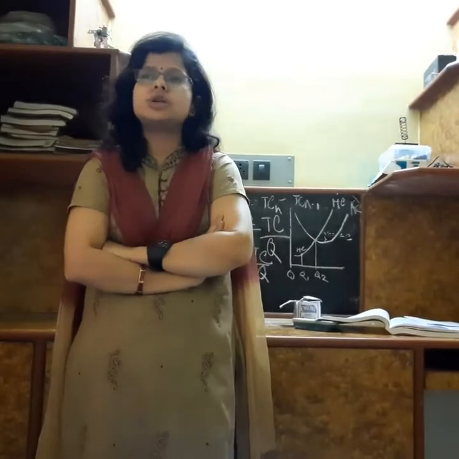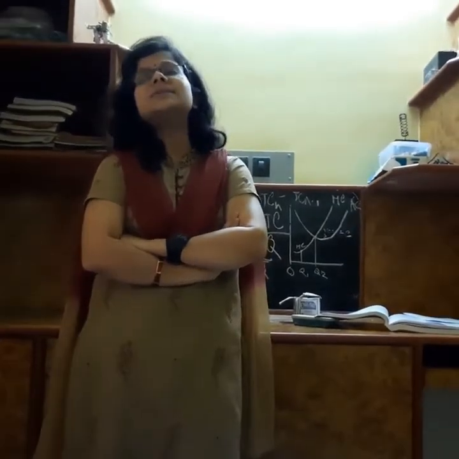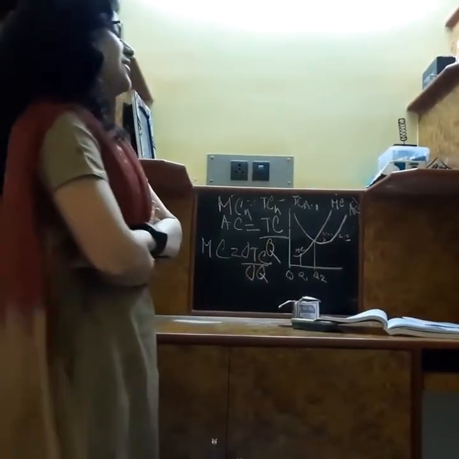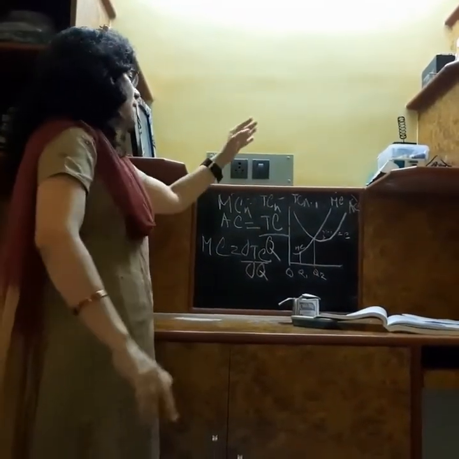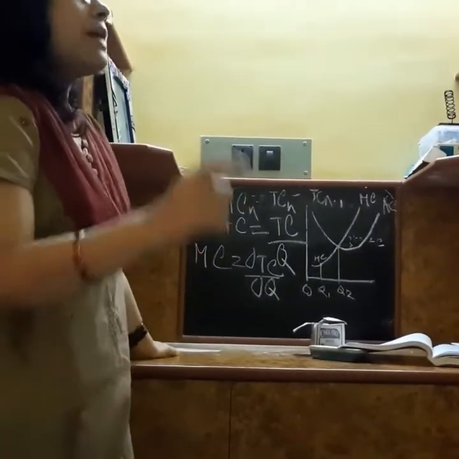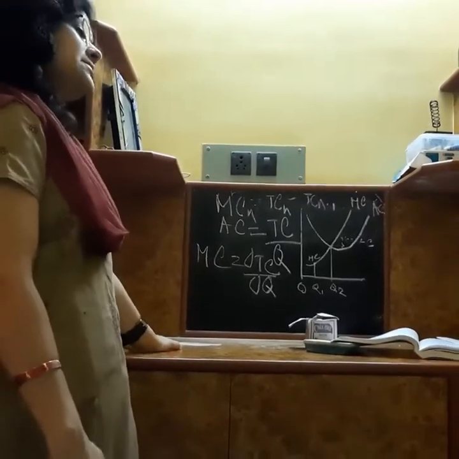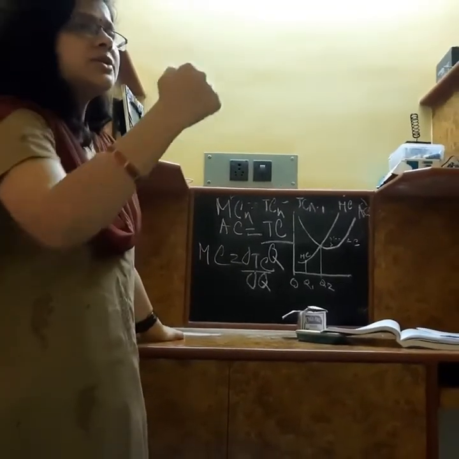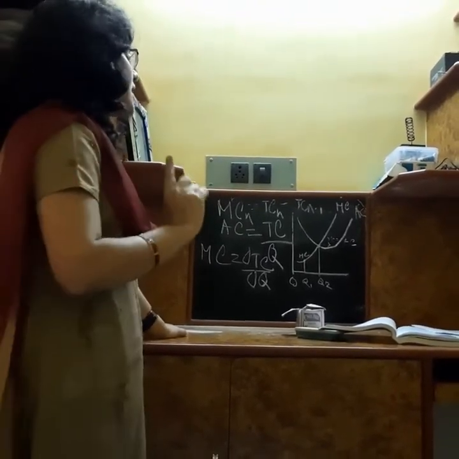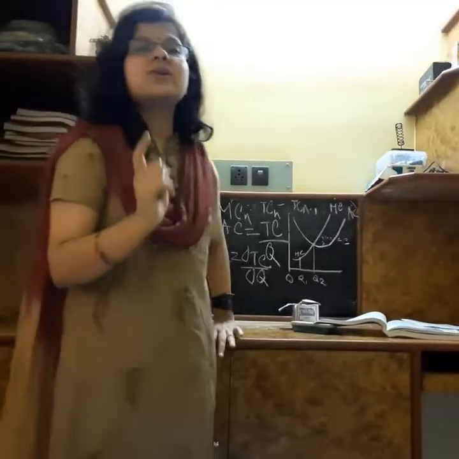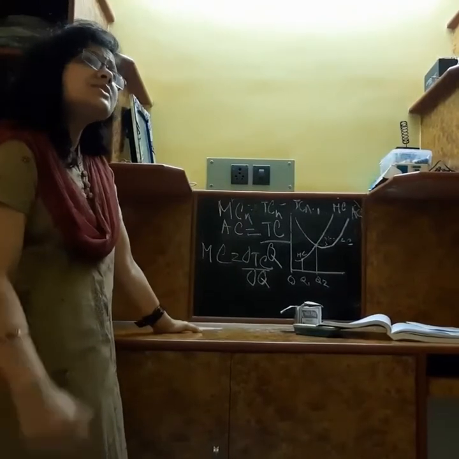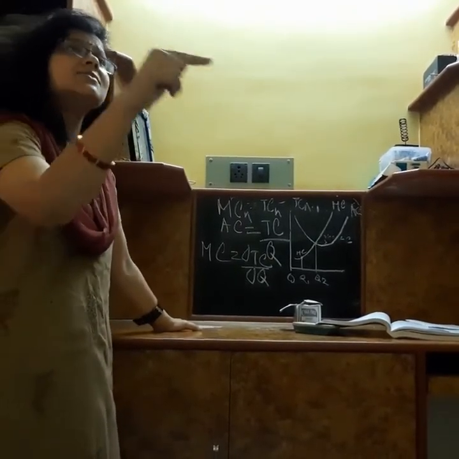Both are U-shaped. But there are some dissimilarities between them. What is this dissimilarity? At first, when the production starts, MC falls and AC also falls. But the MC falls faster than AC. So at the initial stage of production, when both the curves are falling down, what we can see is that MC falls faster than AC. Okay, then MC reaches its minimum point and starts rising.